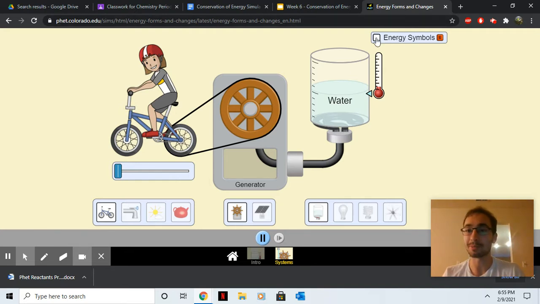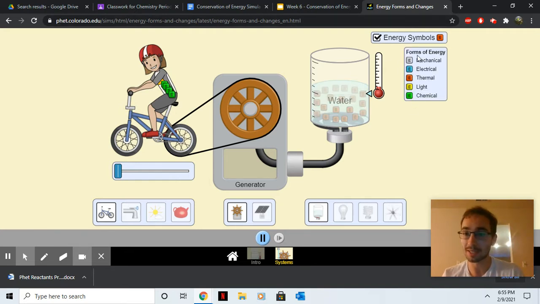Click on the energy symbols. So now it'll show you the 5 different types of energy here. The white E's are mechanical, the blue E's are electrical, red is thermal, yellow is light, and green is chemical. And basically, to get it to work, we have a girl riding a bike here that is hooked up to this generator, which is a wheel or a turbine. And then we have some wires that lead into this water heater. This water heater is like something that will heat your water before you shower.